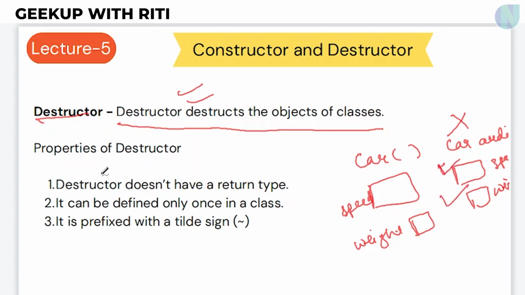For that, the destructor is called, and there are some properties of the destructor. A destructor doesn't have a return type, it can be defined only once in a class, and it is prefixed with a tilde sign. It has the same name as the class name, it doesn't have any return type, it doesn't take any kind of parameters, and it is declared with a tilde sign. So let's have a look.